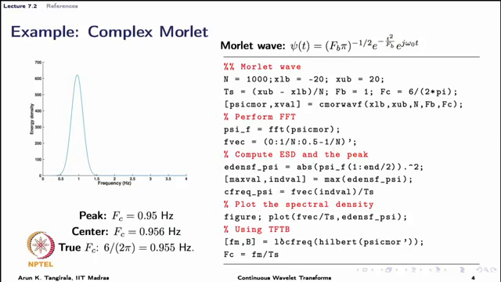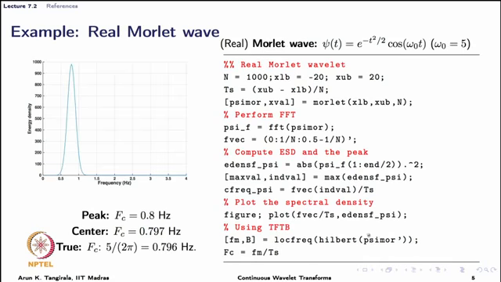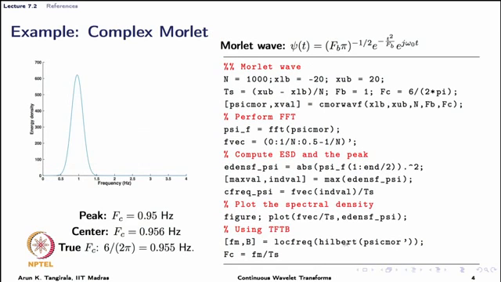And to compute the true center frequency, we use the LOC FREQ routine from the time frequency toolbox, where I take the Hilbert transform of the complex Morlet wave. And here I should caution you that strictly speaking you should be vectorizing the psi CMOR, not taking the transpose. So, there is a small typographical error here.